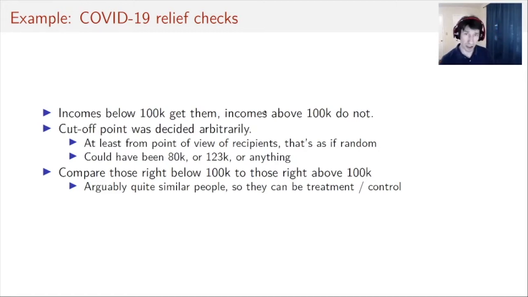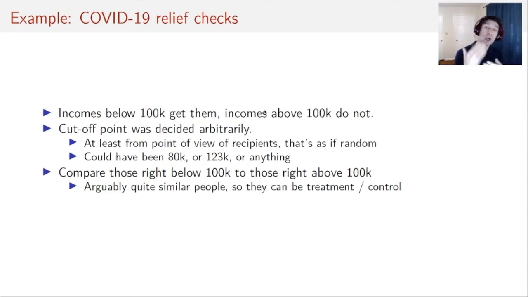Now, the key to regression discontinuity is that we're going to compare people who fell right below that threshold to those who fell right above that threshold. The idea is that arguably those are quite similar people because their income differs very little.